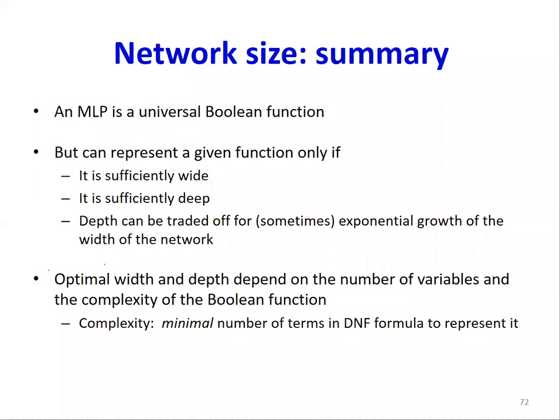And so in summary, an MLP is a universal Boolean function, but it can only represent an input function if it is sufficiently wide and sufficiently deep. Depth can be traded off for sometimes exponential growth of the width of the network, and the optimal width and depth depend on the number of variables and the complexity of the Boolean function, the minimal number of terms in the DNF formula to represent it.